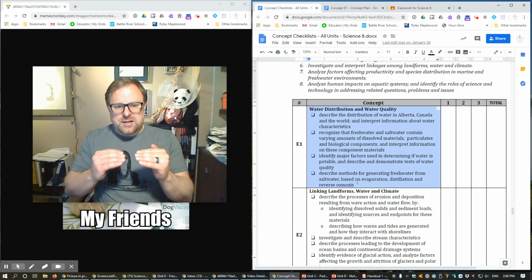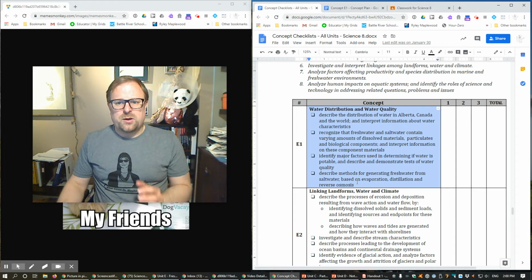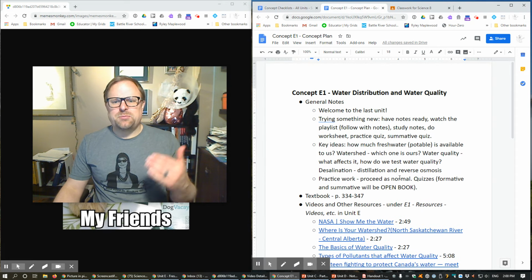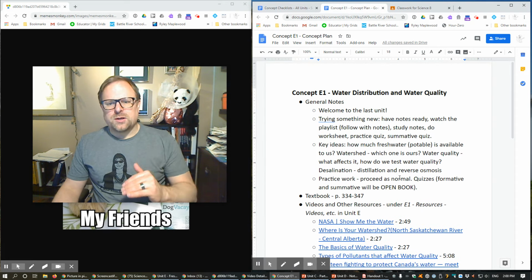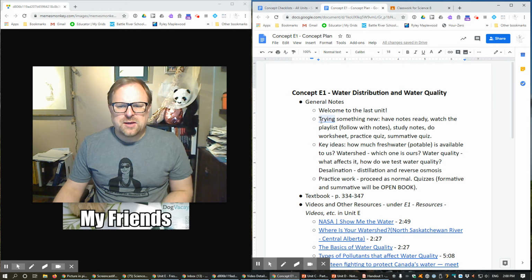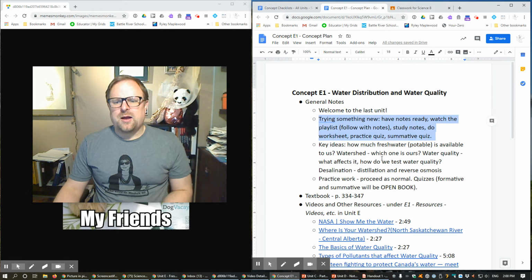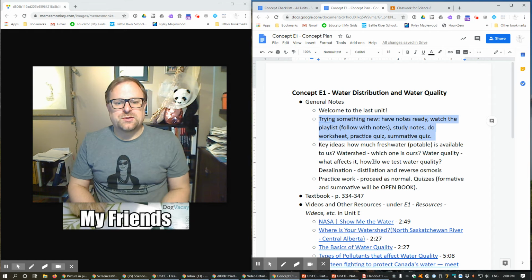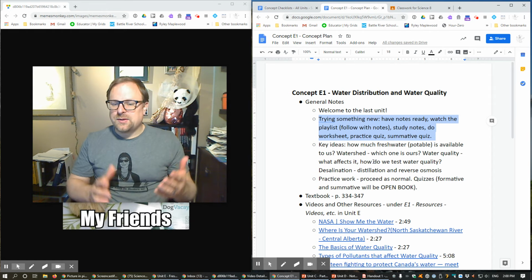So here's how I want things to go moving forward. I'm going to pull up what I usually have, which is my little lesson plan for what I want to go through with you. And I've already said we're going to try something new with this concept, and we're going to play around with this new format of doing things.